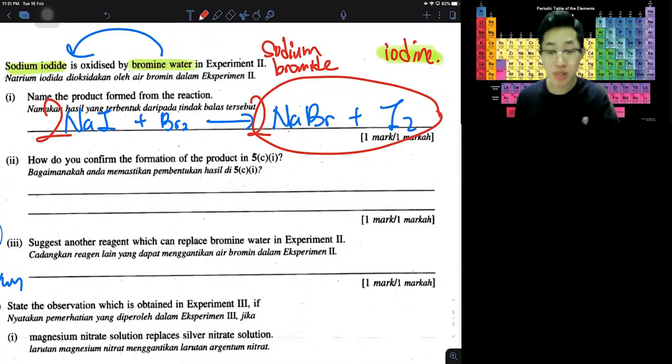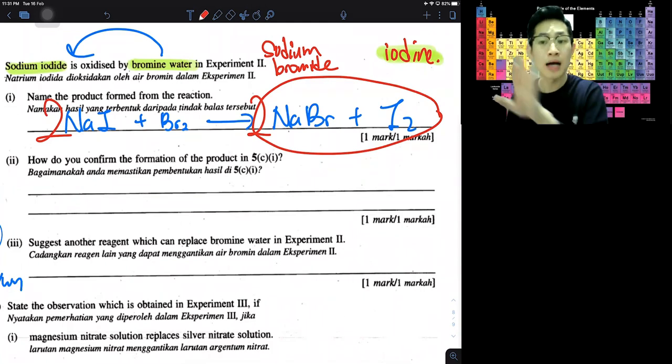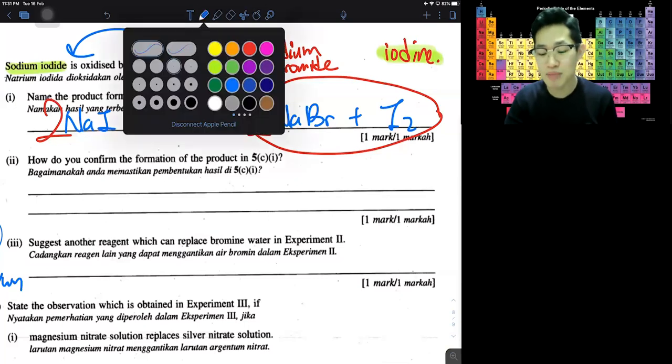Of course, you can use what you learned in your biology. You can use starch solution. If you don't want to use biology, you can use chemistry.